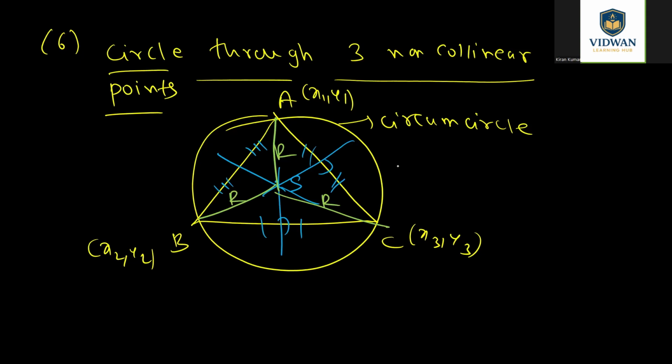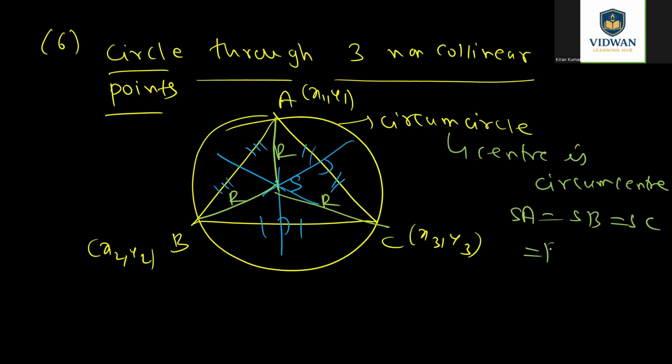So this circumcircle will have the circumcenter as its center, and the radius of the circle is called the circumradius. This distance SA, SB, SC are all equal, and that will be equal to capital R. This is called the circumradius, the radius of the circumcircle. And as I told you earlier, to find any circle, you need the center and radius. If you can find the circumcenter coordinates and the radius, you will be able to find the circle.